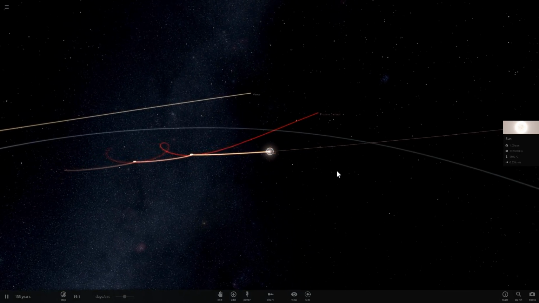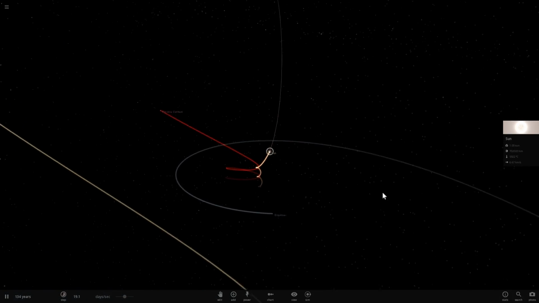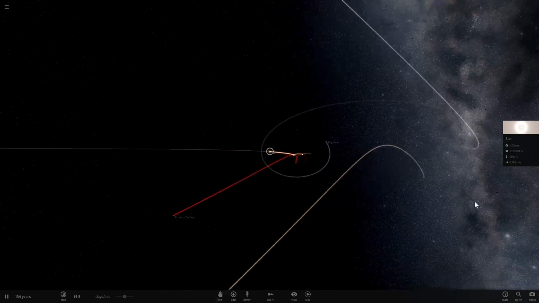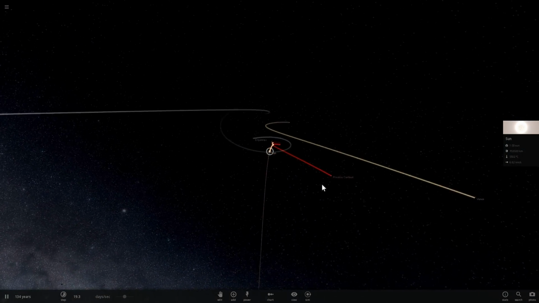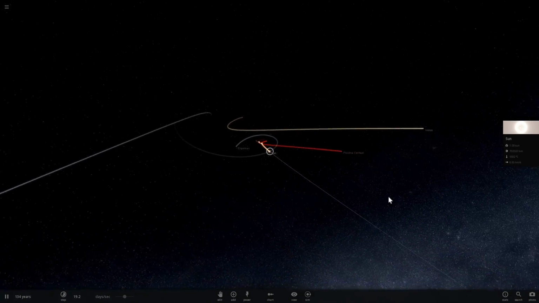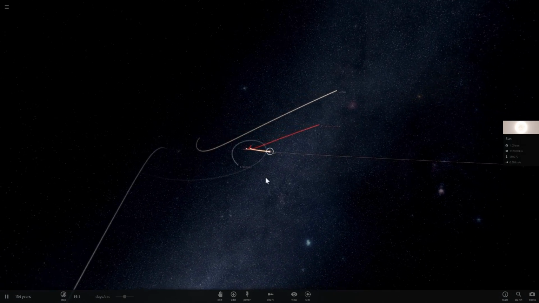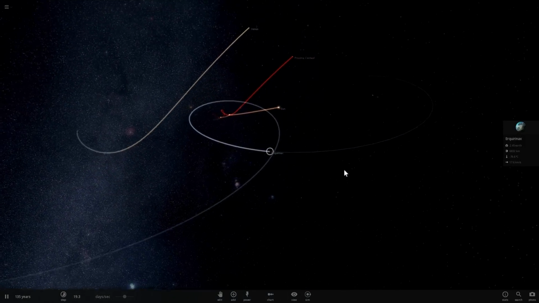This used to be a circumbinary planetary system with two stars orbiting around each other, and it has just been officially destroyed. Unfortunately, because these systems are very unstable, all of my stars and all of my planets have now become individual objects.